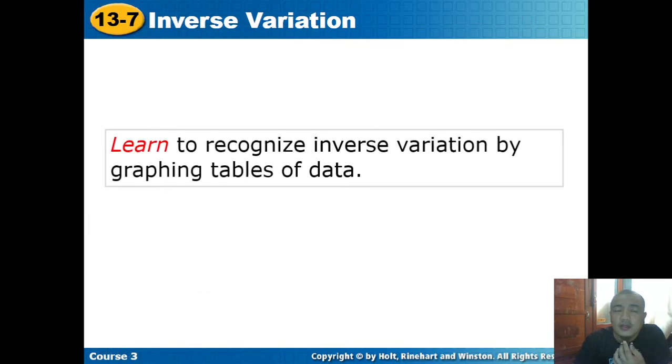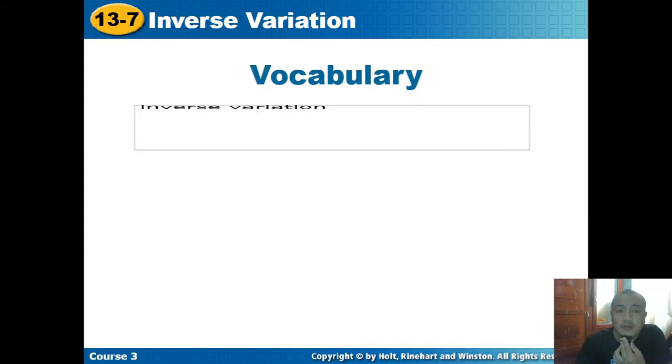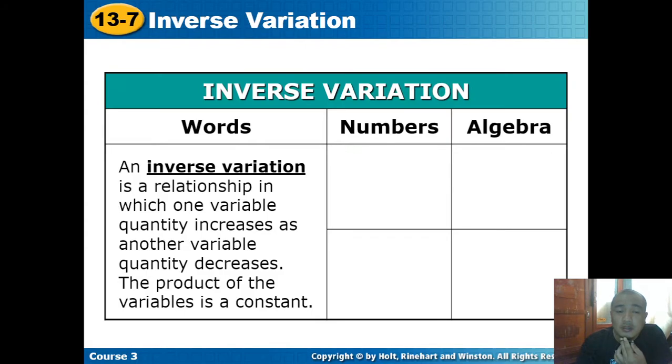Now, in this topic, we will learn how to recognize inverse variation by graphing tables of data. So, vocabulary: inverse variation. It is a relationship in which one variable quantity increases as another variable quantity decreases. The product of the variables is a constant. So, like in direct variation, the constant is key.